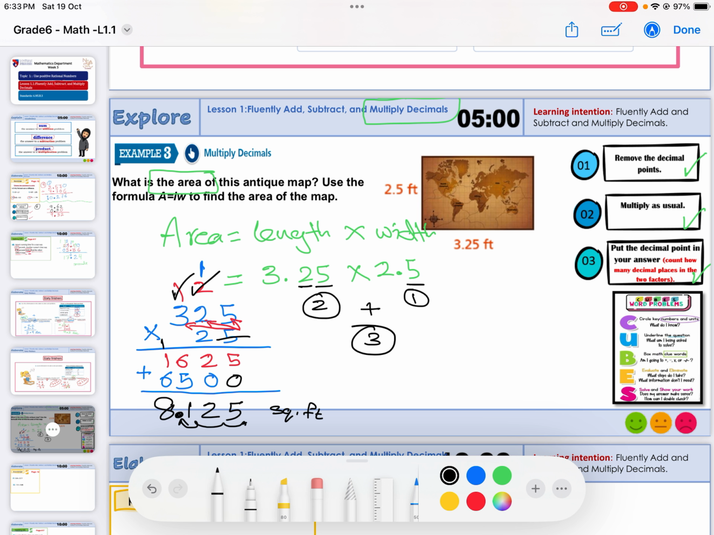Okay, guys, because it's area. Area is the amount of squares you need to fill a 2D shape. So we measure it using square feet. It's okay if you forget the unit, but try to write it. So that's it. This is how we multiply any 2 decimals.